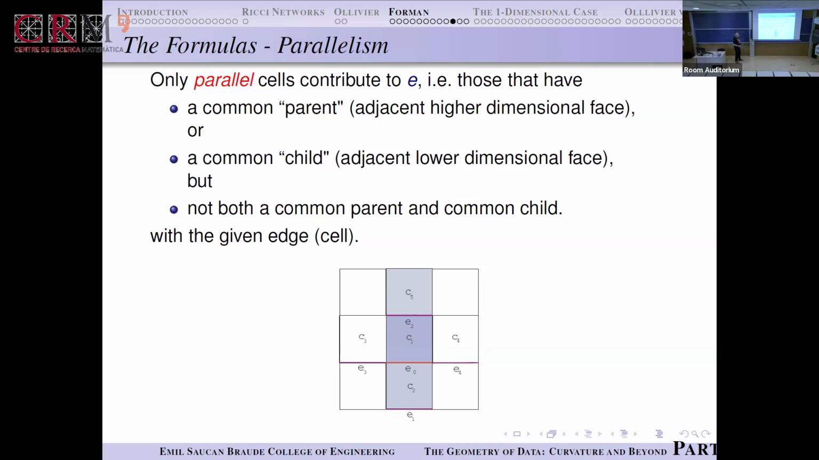Anyhow, if I want to define the Ricci curvature of this edge, the red one, I look at those edges parallel to it: E2 and E1 are parallel to E0. Why? Because E0 and E2 are both edges in this square, but they don't meet. They don't have a common vertex. The same goes for E3 and E4, because they have a common vertex with E0, but not a common face. They are not included in the same square. So I like saying that edges are parallel if they have a common parent or a common child, but not together. For instance, this edge here and our given edge E0 are not parallel, because they have a common vertex and a common face together.